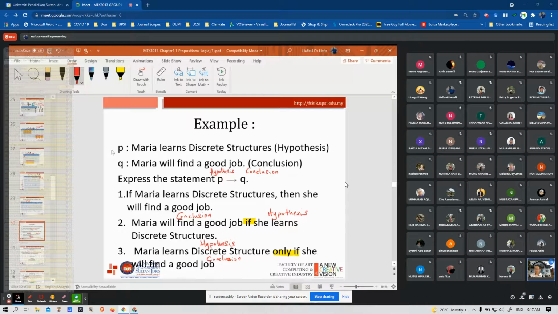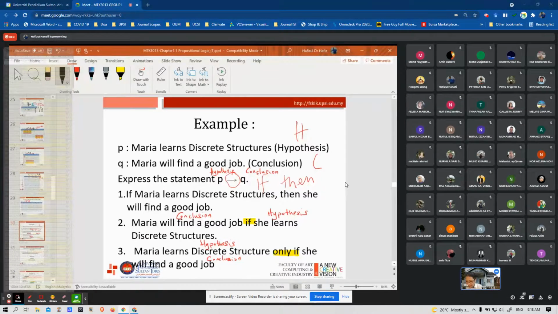Okay, let's go for the example. Maria learns discrete structure is a hypothesis. This one is a conditional statement. If you look at the implies, here it is if-then. Then Maria will find a good job is the conclusion. Hypothesis and the conclusion. If Maria learns discrete structure, then she will find a good job.